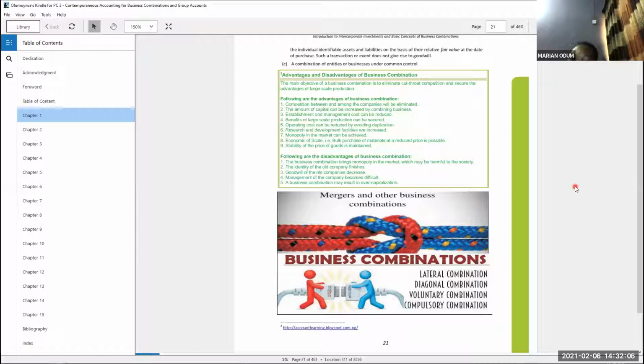The following are the disadvantages of business combinations. 1. The business combination brings monopoly in the market, which may be harmful to the society. 2. The identity of the old company finishes. 3. Goodwill of the old company decreases. 4. Management of the company becomes difficult. And 5. A business combination may result in overcapitalization.